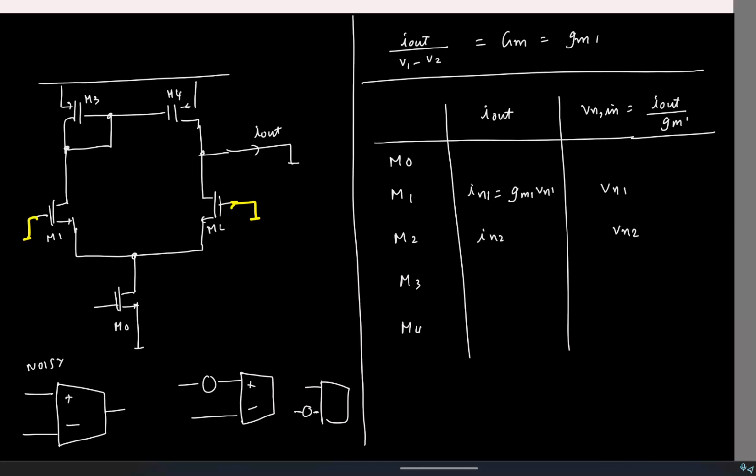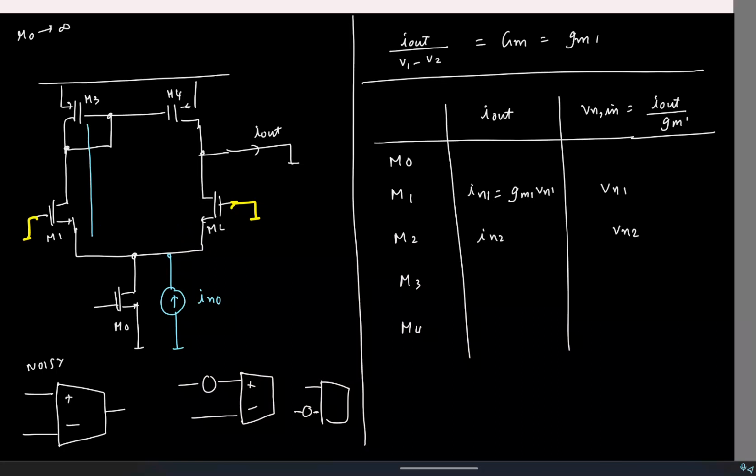I'll start with the tail current source M0. Let's say this is the noise current IN0. Again, for noise calculations, we'll assume all the R0s are infinity. What will happen to this current IN0? It is getting injected at this node, so it will split. It will split equally, because the impedance looking into both branches is 1 by Gm.